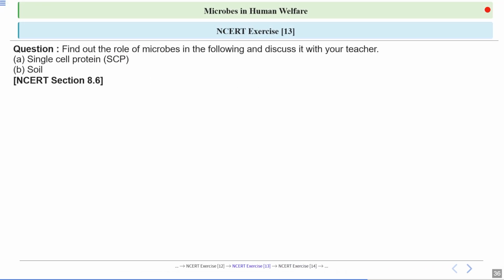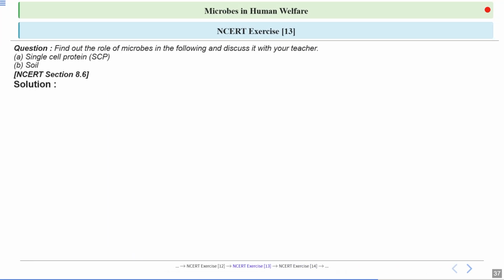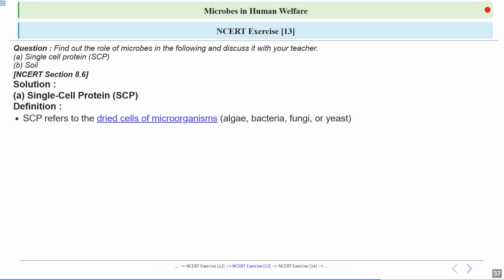The next question: you have to find out the role of microbes in the following and discuss it with your teacher. A is single cell protein and B is soil. Let's have a look at the answer. Single cell protein. How can you define single cell protein? Single cell protein refers to the dried cells of microorganisms. These microorganisms can be algae, bacteria, fungi, or yeast. These are rich in protein and used as a food or feed supplement.